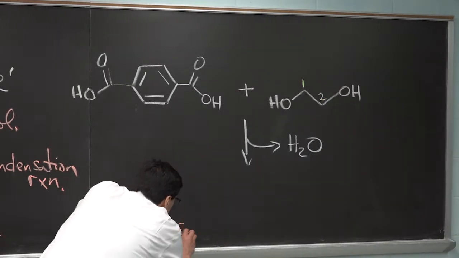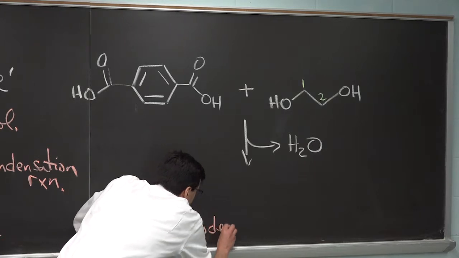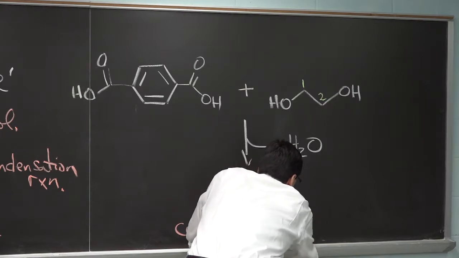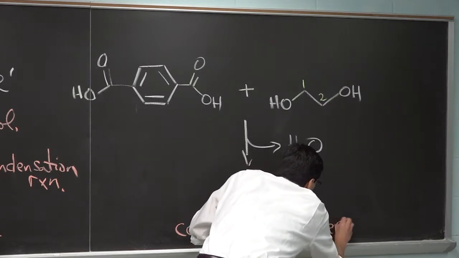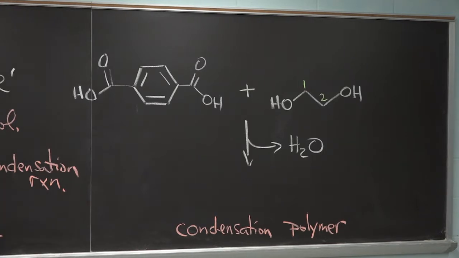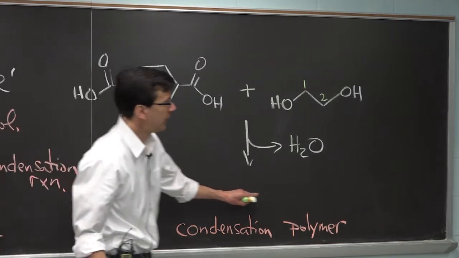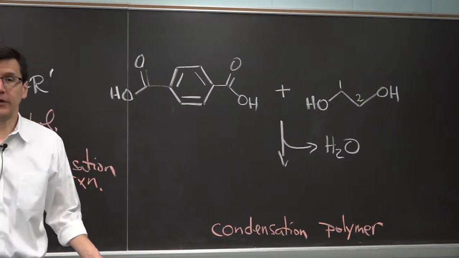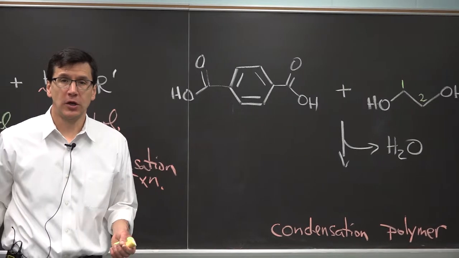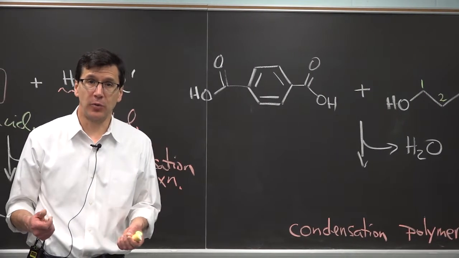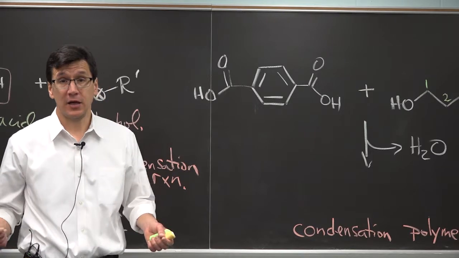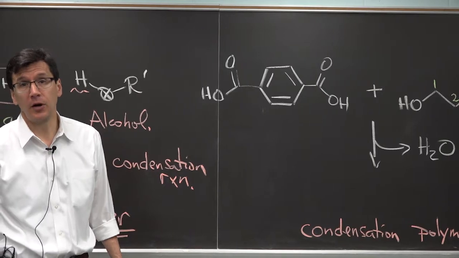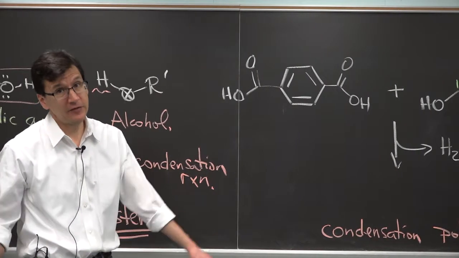This type of polymer, because it's formed via a condensation reaction, can be referred to as a condensation polymer. So can you propose a structure for what this polymer would look like, just using by analogy this esterification reaction? Remember, an alcohol will react with a carboxylic acid under the appropriate conditions to make an ester. So can you draw this condensation polymer and maybe give it a name, a poly something?